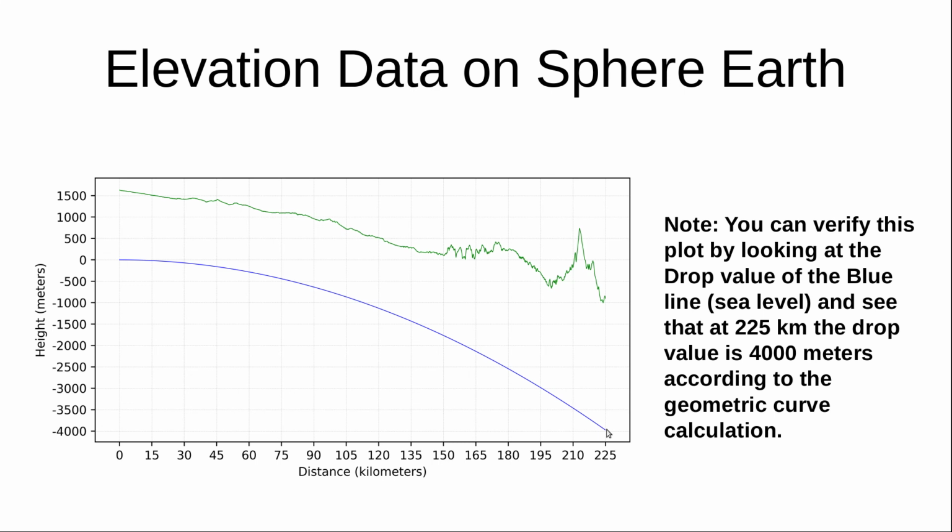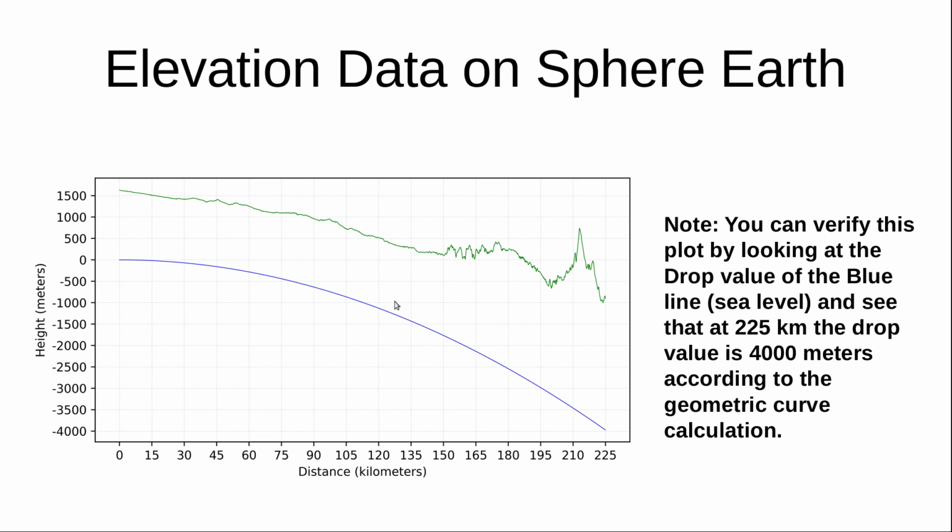Now, you can double check that I'm using the correct curvature of the Earth by looking at the side here. You see that this is at 0, right? And so all my elevation is going to be measured to the observer location at 0 kilometers. And if you look at the Earth curve calculators at a distance of 225 kilometers, you should see that the drop value is close to 4,000 meters.